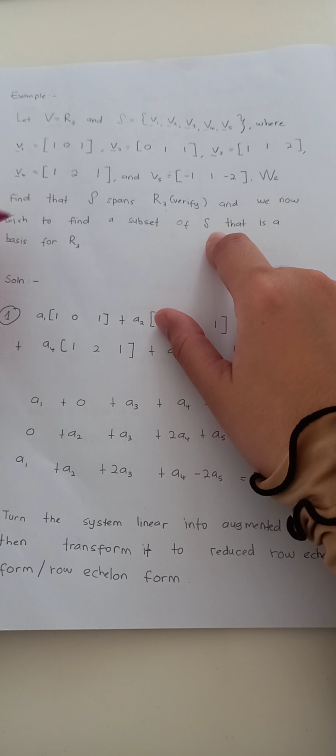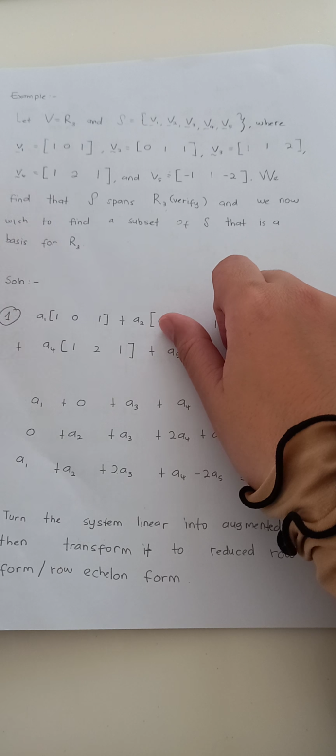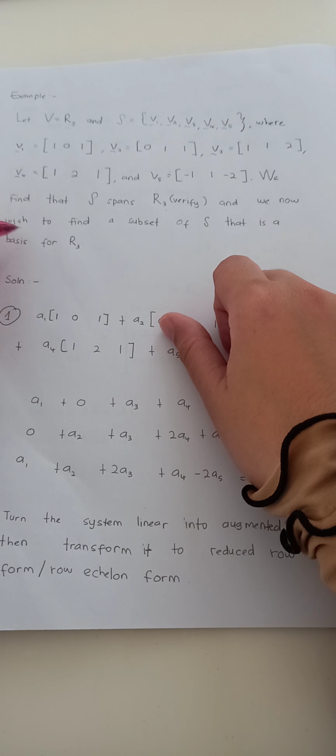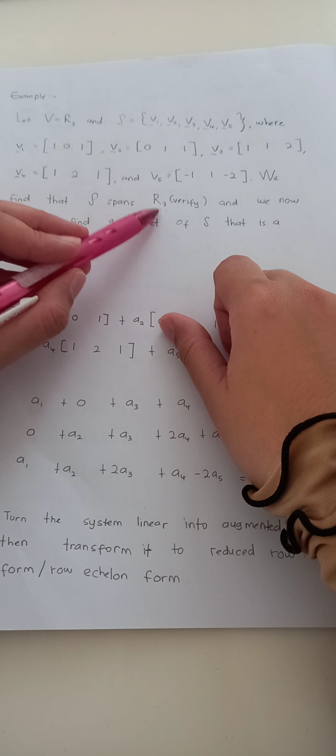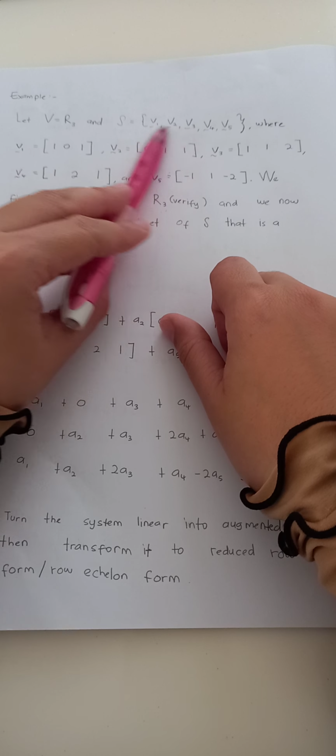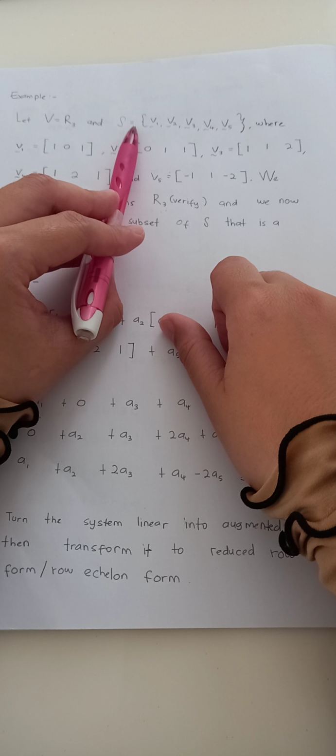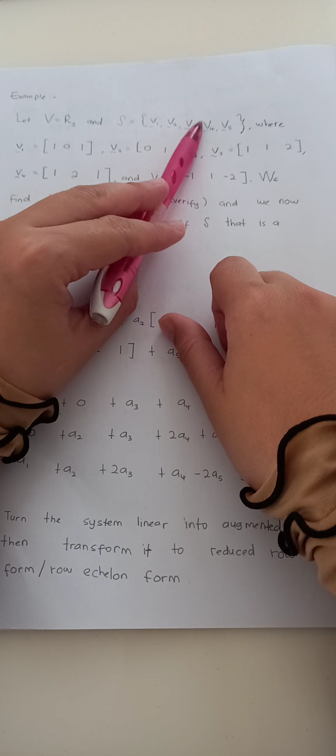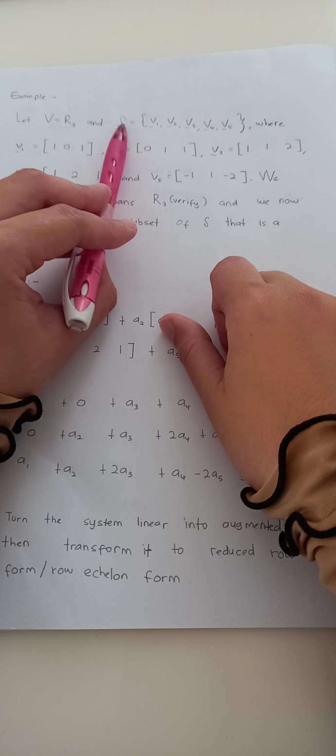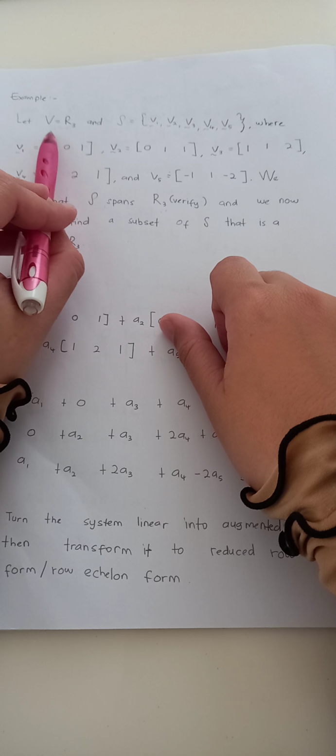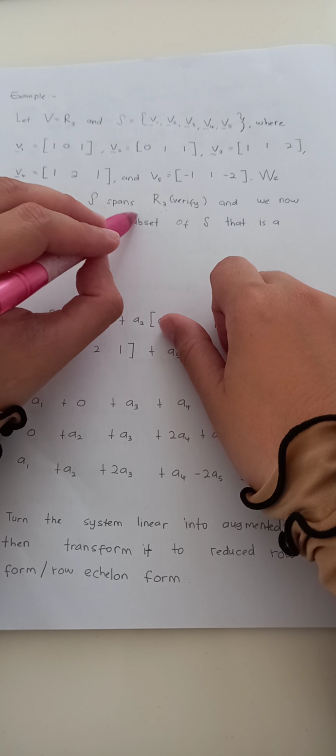Because to find the basis, the question asks us to find a subset of S that is a basis. What is important is finding the basis. These vectors are what we call S. S is a set in a vector space, and this set already spans the vector space.